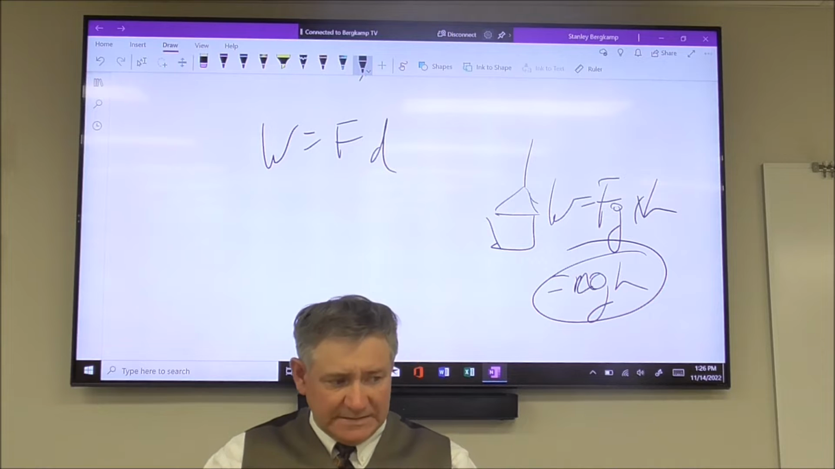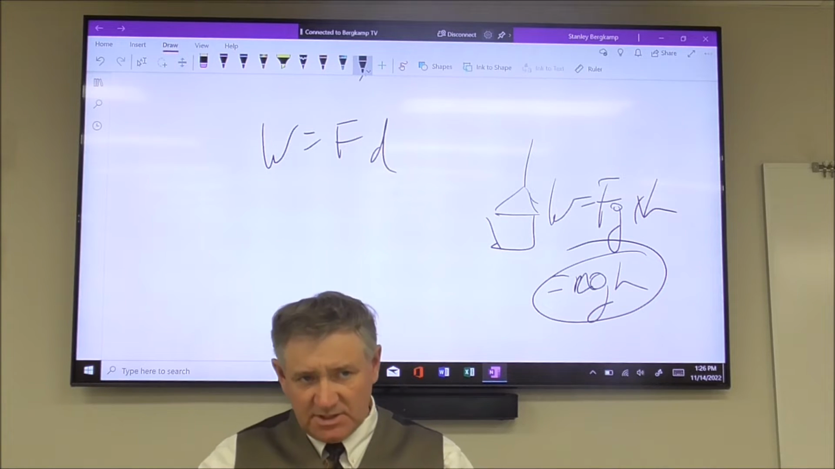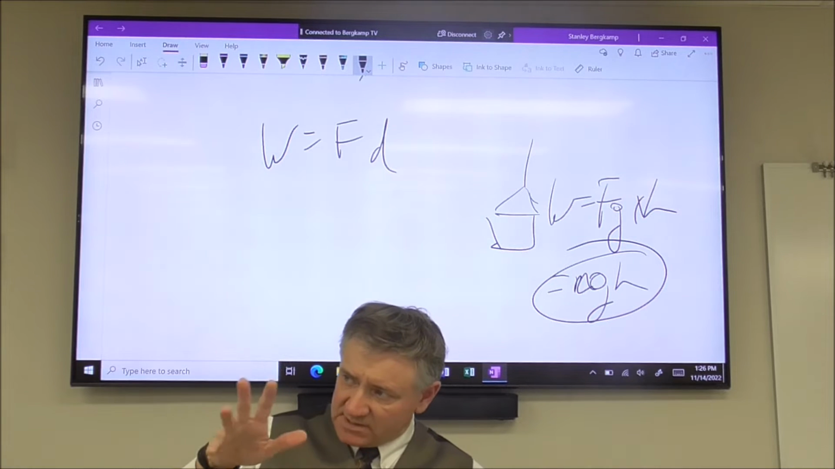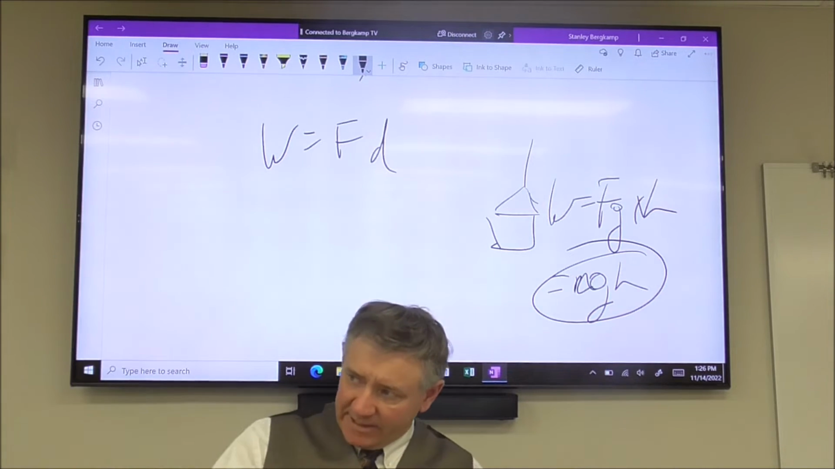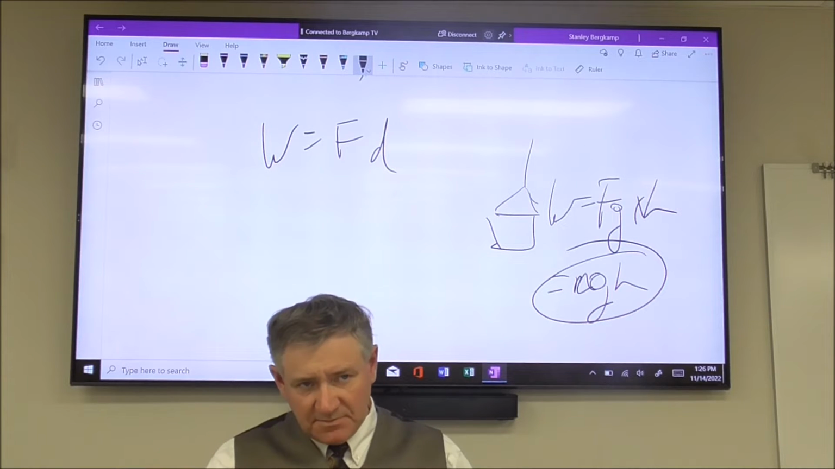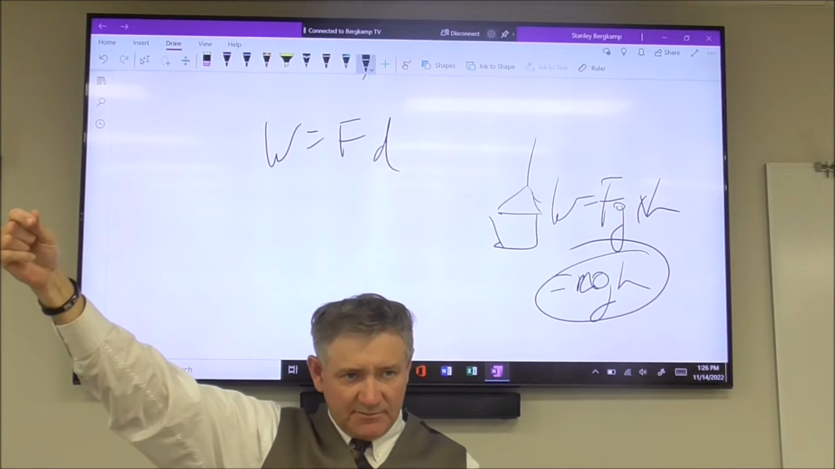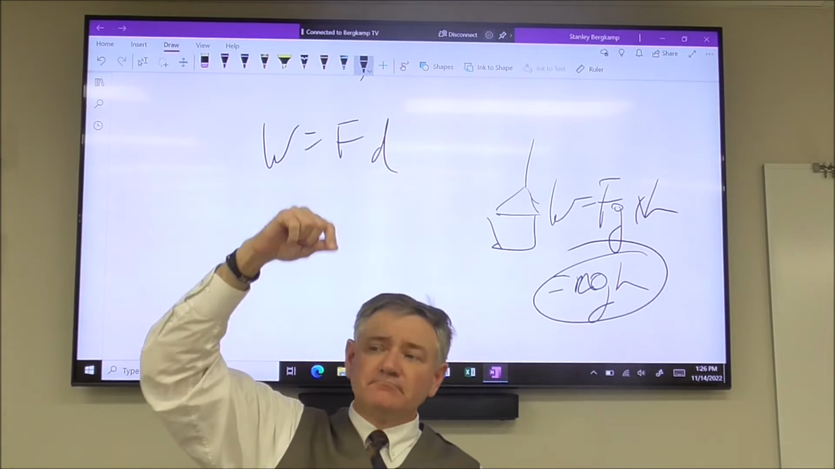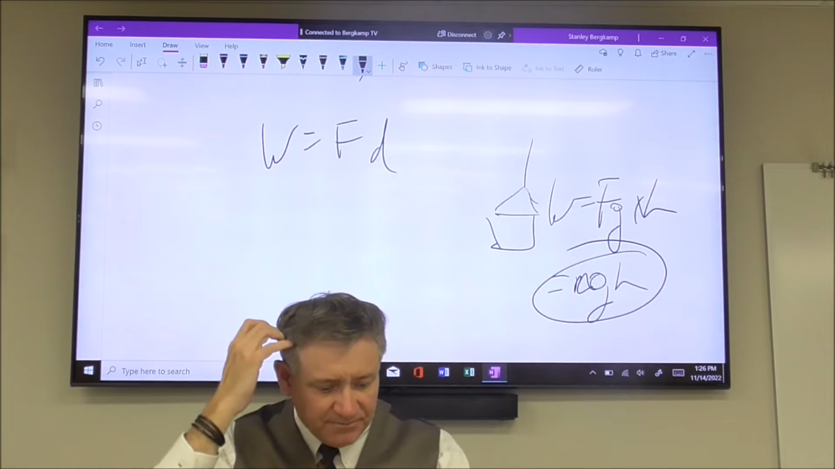You'll also see that work is equal to a change in energy. We're going to have two broad classifications of energy: gravitational potential energy and kinetic energy. When I lift something up, I'm increasing the gravitational potential energy, and the work that I do is equal to the change in that energy.